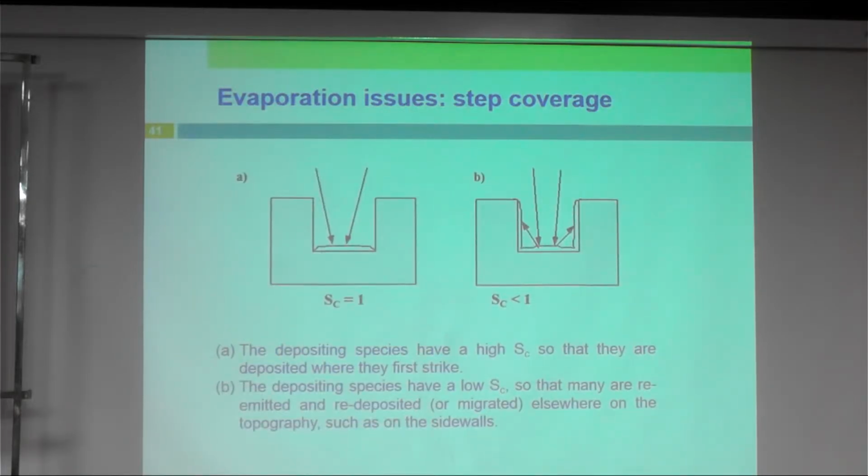And for the depositing, if you change a little bit, let's say you rotate or you have some angle of the materials to be deposited, then depositing species that have a high sticking coefficient are deposited where they first strike. Depositing species that have a low sticking coefficient, many are re-emitted and redeposited as well, and are not topography dependent, such as the sidewall.